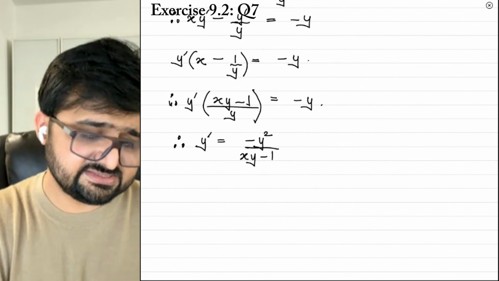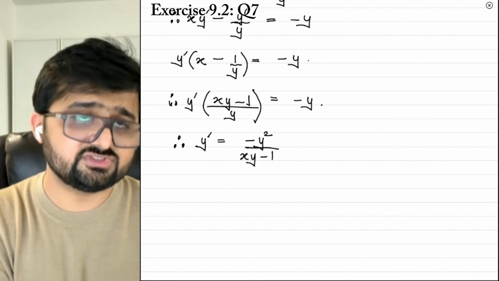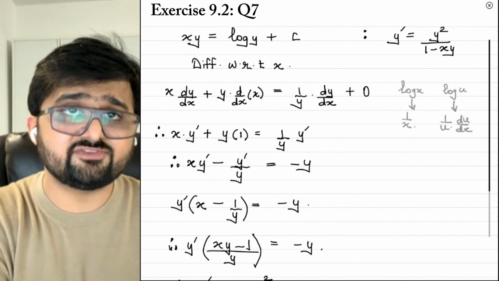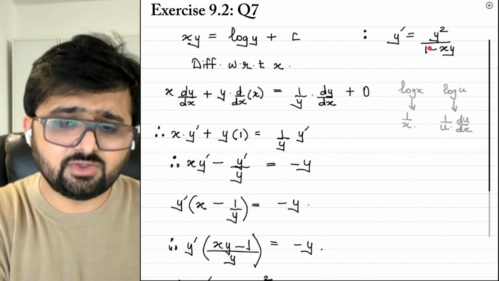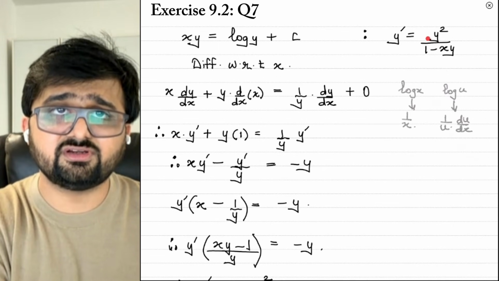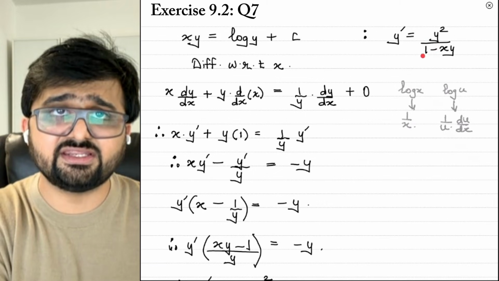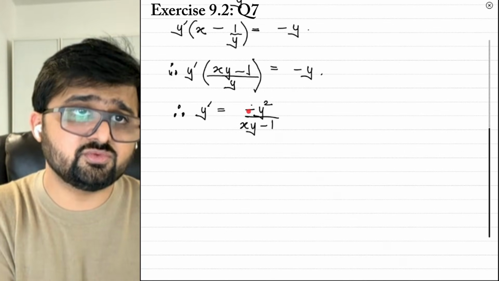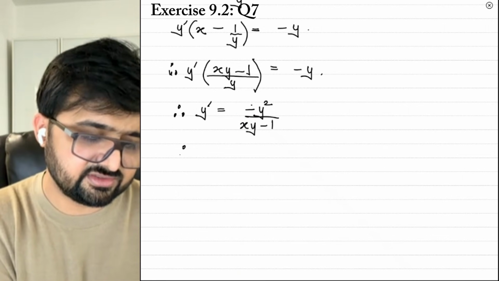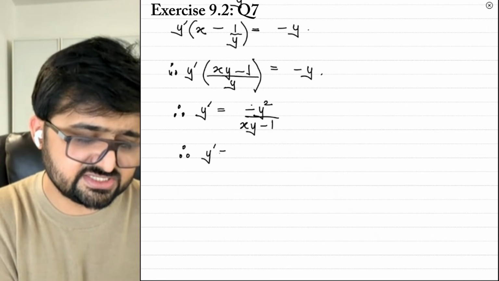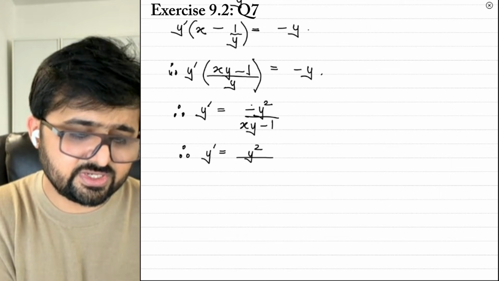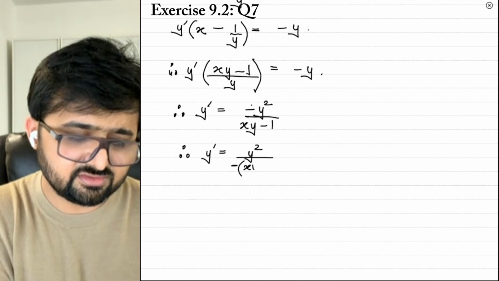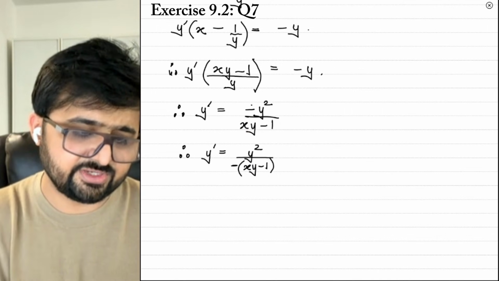Now let's see what is the difference between this and what we need to prove. So that's what we have, and in our differential equation that we need to prove, it is this one. The only difference is there is no negative here, and that negative is multiplied in the denominator. Let's see what I mean by that. So this negative in the numerator, let's take it in the denominator. So we get y dash is equal to y square, with that negative just multiplied in the denominator, xy minus 1.